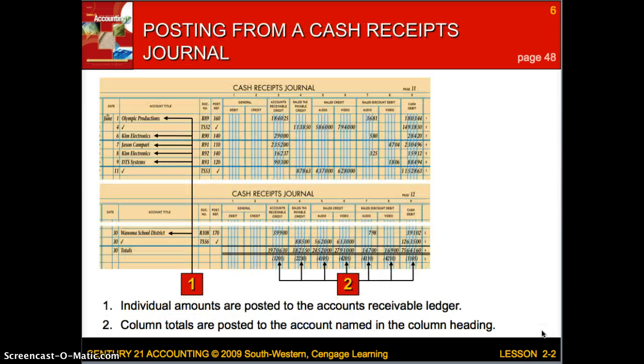Posting from a cash receipts journal. Individual amounts are posted to the accounts receivable ledger. Column totals are posted to the account name and the column heading. You guys know how to do that.